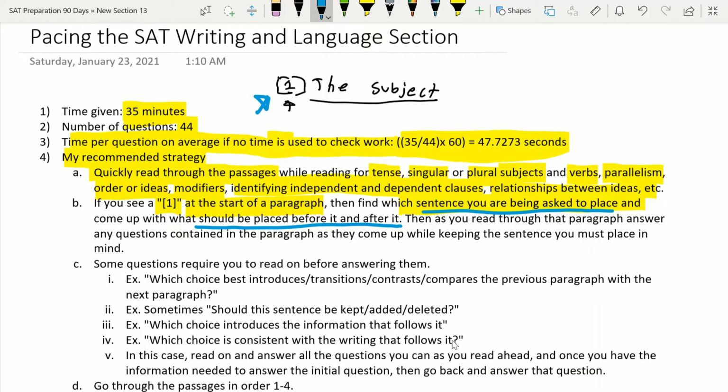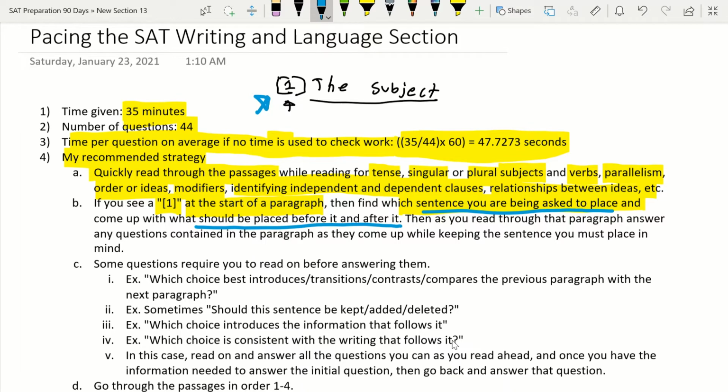What I'm going to do before I start reading that paragraph is go find that sentence 5, and read sentence 5. After I read sentence 5, I'm going to come up with what should be placed before it. So, for example, if sentence 5 said something like, "Jonathan Samuel implemented his idea of increasing the molecular weight of iron," then I would look for something before that talking about who Jonathan Samuel was, and then after it something about the effect of him trying to increase that molecular weight of iron.